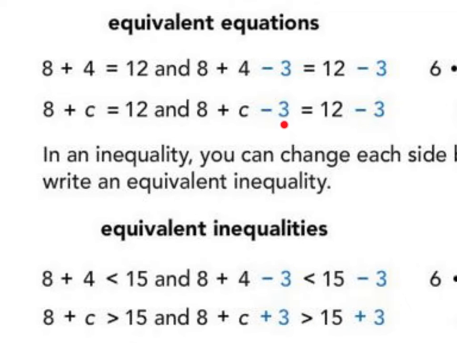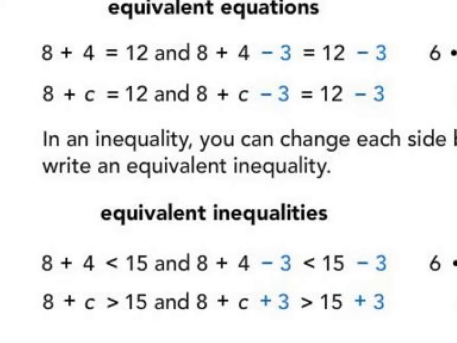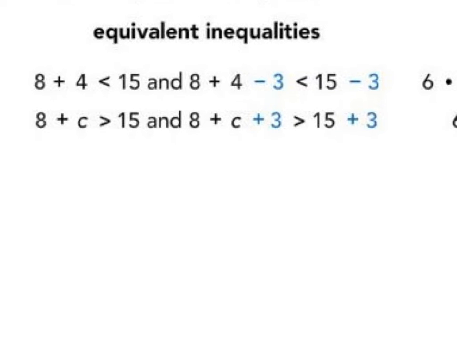Originally it was 8 plus c, and that was the same as 12. Now you have 8 plus c, but you subtract 3 on the left expression. As long as you do the exact same thing to the right expression on the right side of the equal sign, they will still be equal. So inequalities, same deal. And I can prove it here.